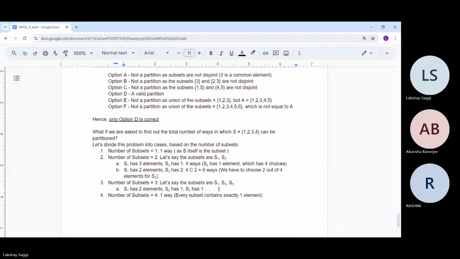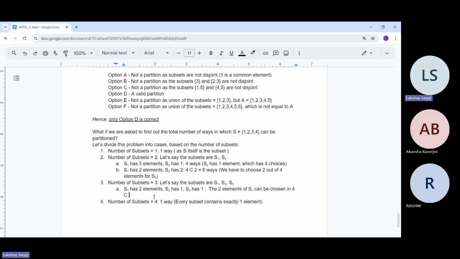So the two elements of S1 can be chosen in 4C2, which is equal to 6 ways, right? And as soon as we choose the two elements of S1, what's going to happen is that there are only two elements remaining. And one of those elements will go to S2 and the second element will go to S3.